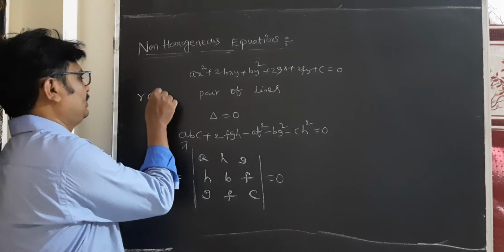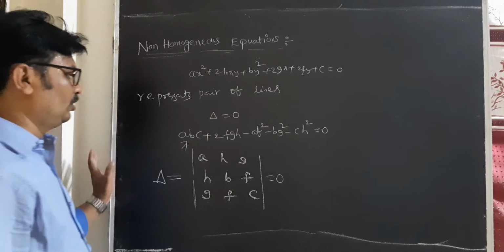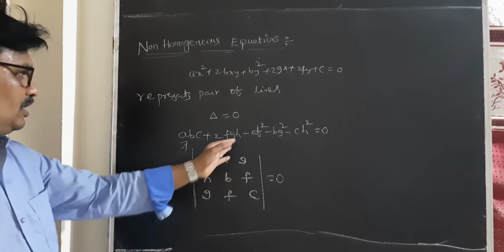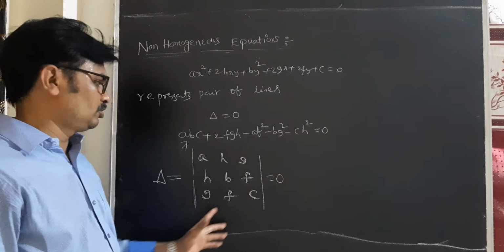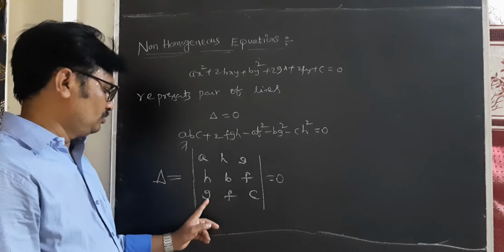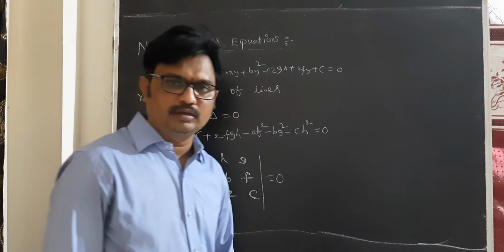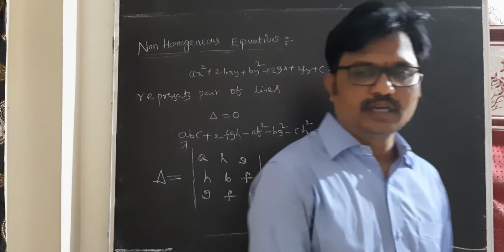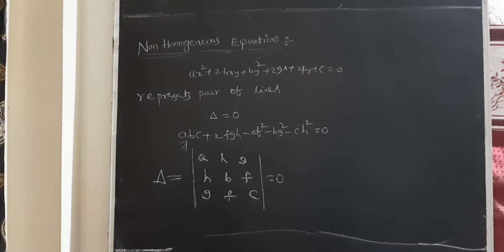When the second degree equation represents a pair of lines, delta is 0, that means abc plus 2fgh minus af square minus bg square minus ch square equal to 0. This can also be written in the determinant method: a h g, h b f, g f c equal to 0, and h square greater than or equal to ab, g square greater than or equal to ac, f square greater than or equal to bc. Okay. Write down.